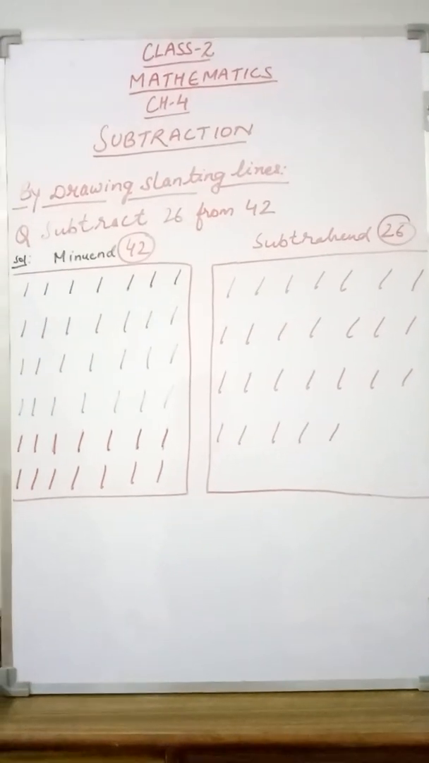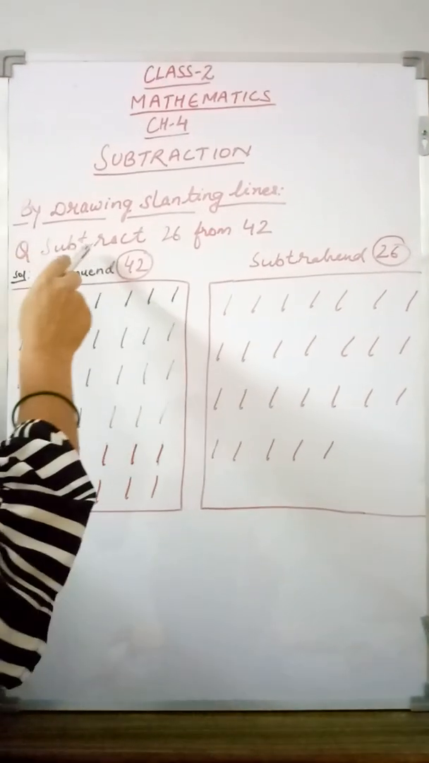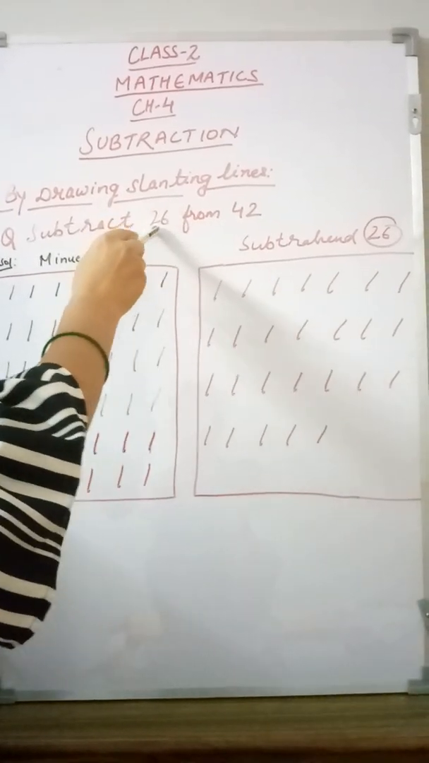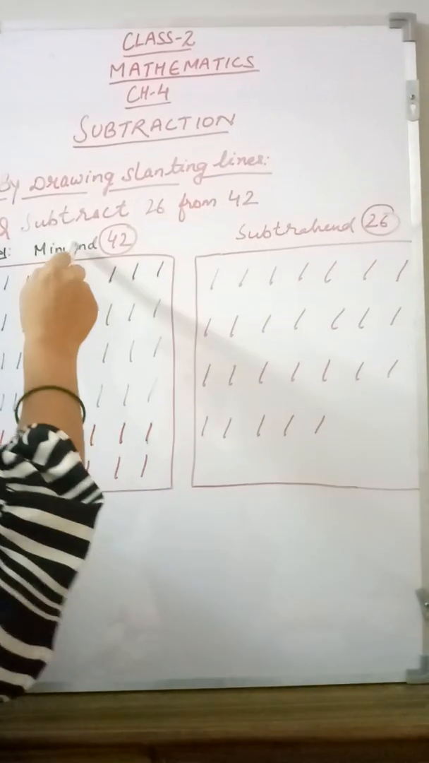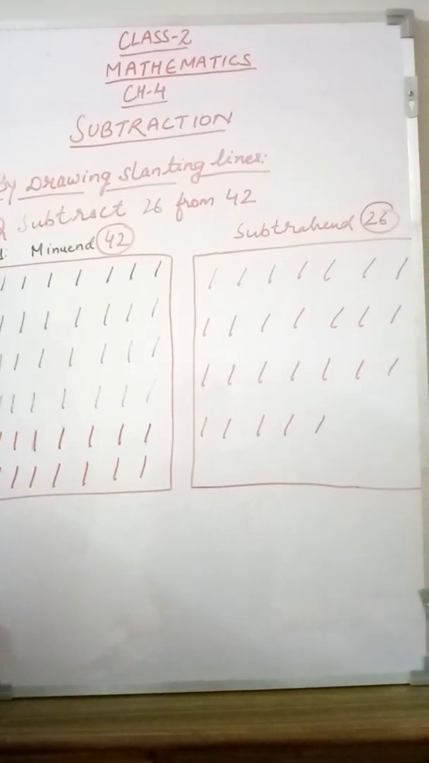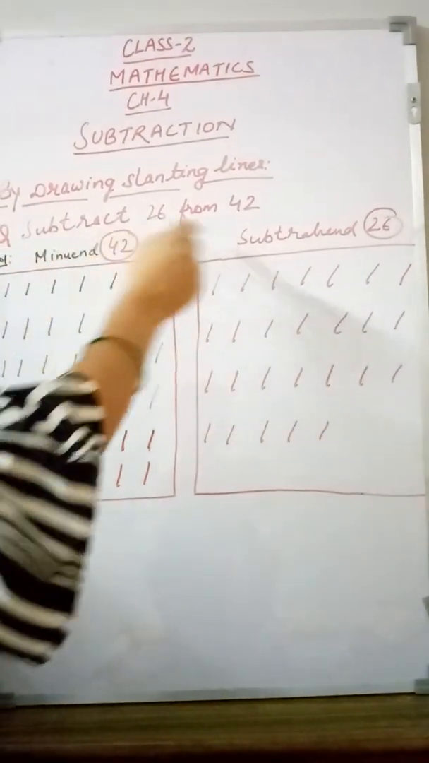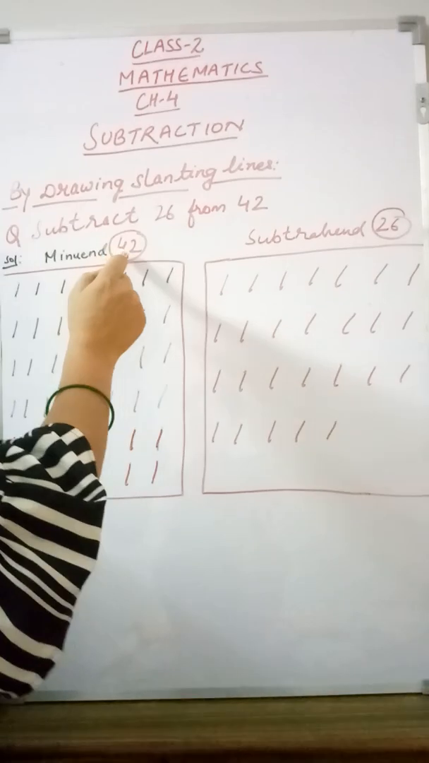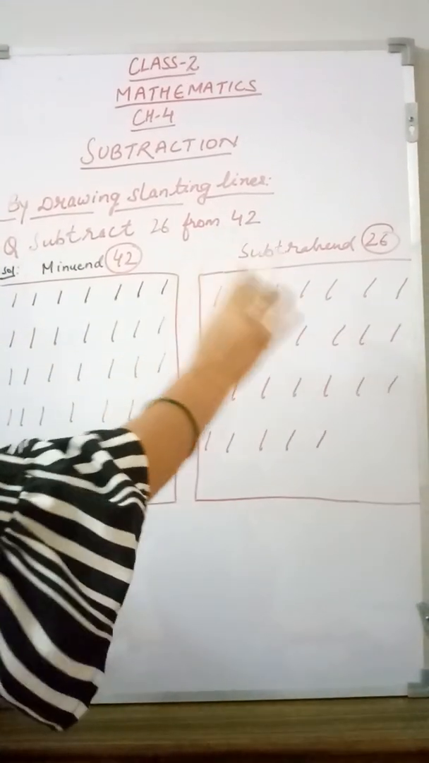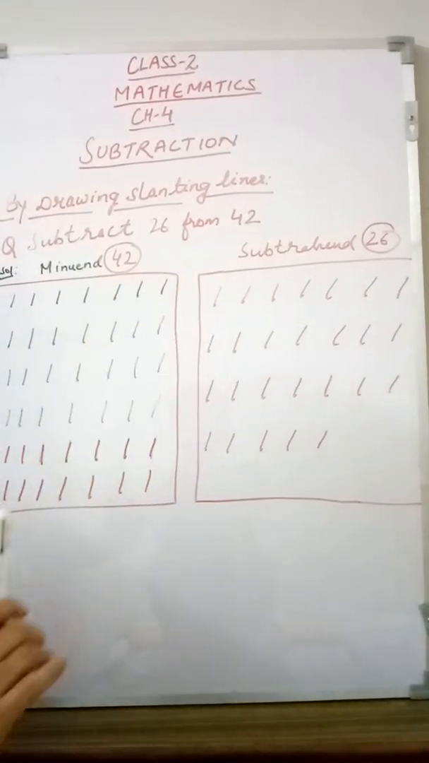Now students, the second method of subtraction is by drawing slanting lines. In this question I will take an example. Subtract 26 from 42. This 26 is smaller than 42. So 42 has become the minuend and 26 has become the subtrahend. What is the way to solve this with the help of slanting lines? I'll make two boxes, and here I have written the minuend, and on the right hand side the subtrahend. So 42 slanting lines I have made at some gap. Similarly, I have drawn 26 slanting lines, because the subtrahend is 26.